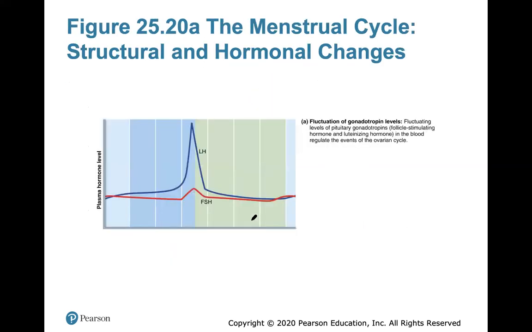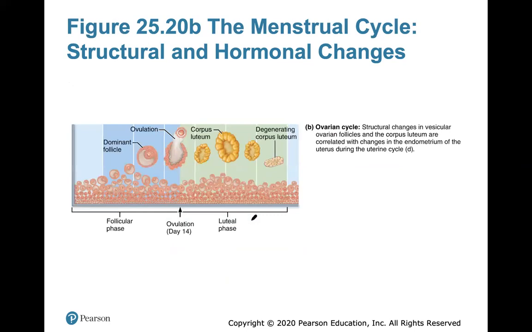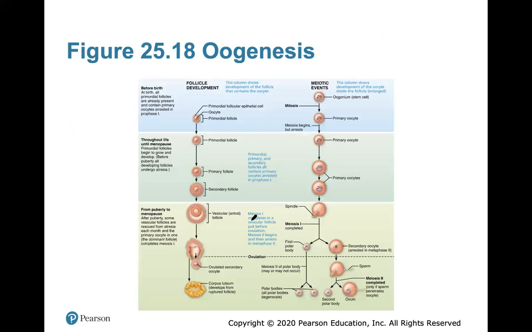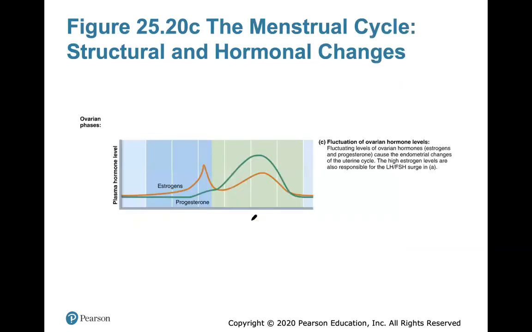All right, so here's the menstrual cycle, some structural and hormonal changes. Here we have hormonal changes, the fluctuation of the luteinizing hormone and follicle stimulating hormone around day 14. And the difference in the ovarian cycle shows the structural changes in the vesicular ovarian follicles and the layer of the uterine wall. Here's oogenesis and how eggs are produced through meiosis 1 and meiosis 2. I won't ask you guys too many questions about that.